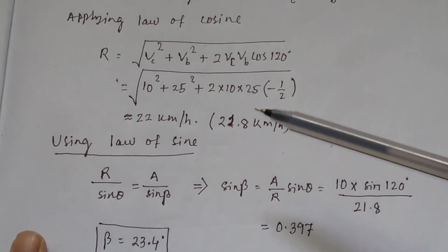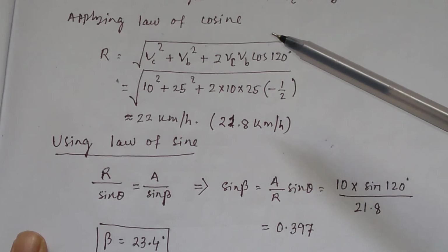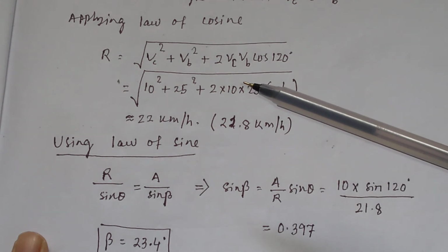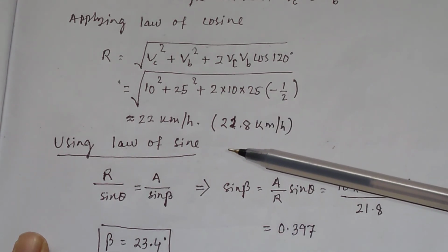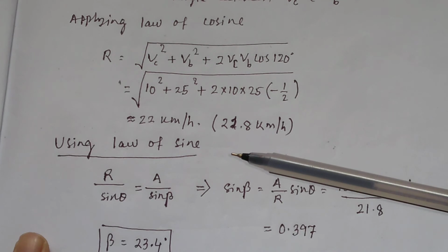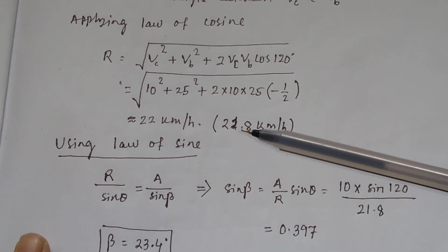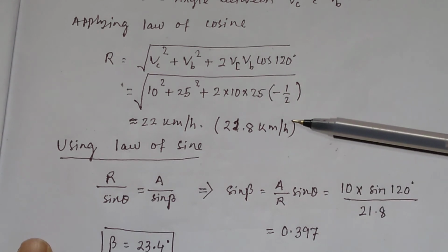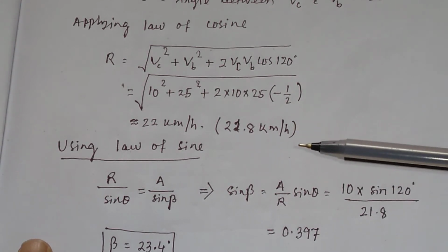So in this way, by applying the law of cosines and the law of sines, you can find out the magnitude of the resultant vector and the angle between the resultant vector and any given vector. So try more problems on the law of cosines and sines from the exercise.